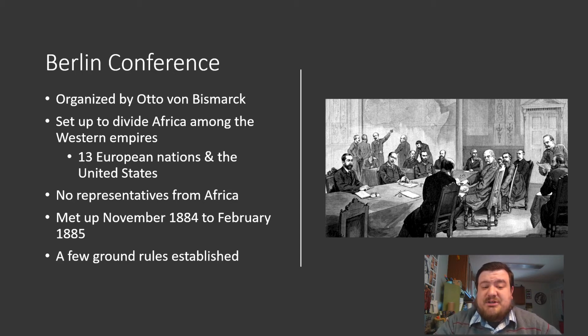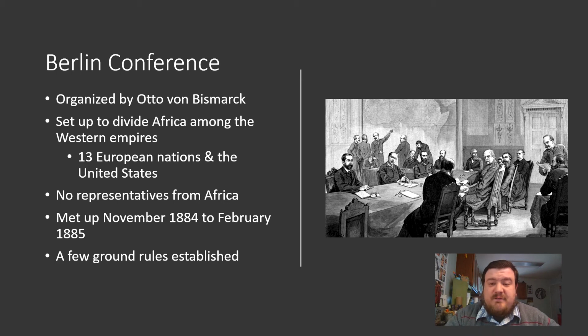The conference actually ran from November 1884 to February 1885. There were 13 European nations present and the United States. But do you know who was not present? There was not a single African present at this conference. Now, this meant that there would be very little understanding of the political landscape of Africa as they divided up the continent. First, a few ground rules were established.